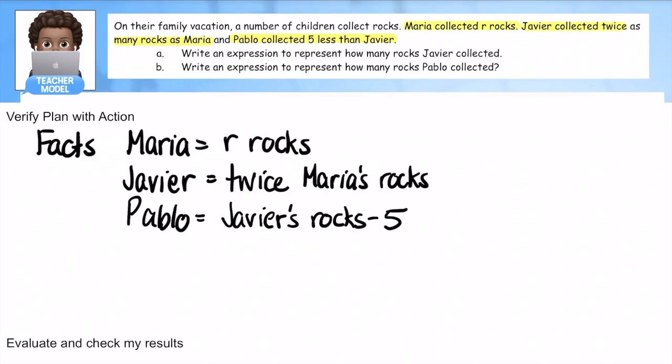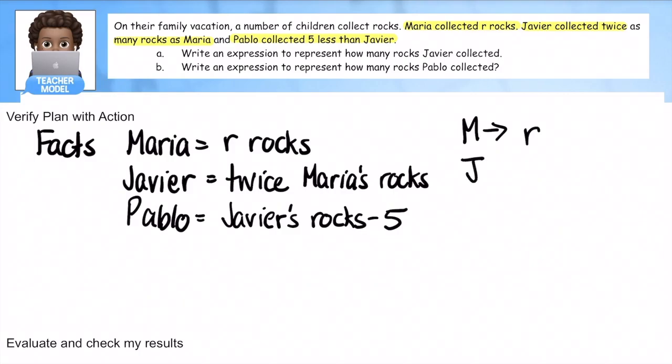Okay, let's put our plan into action using these organized facts. We're going to translate them into expressions and watch how we use the substitution to make it consistent throughout the entire problem. So we're going to start with Maria's. Maria is equal to R rocks. So we're going to have Maria be represented as just the one term R. So that's it, one term. That's what we want to do. We want to take that whole expression and just translate it to terms.